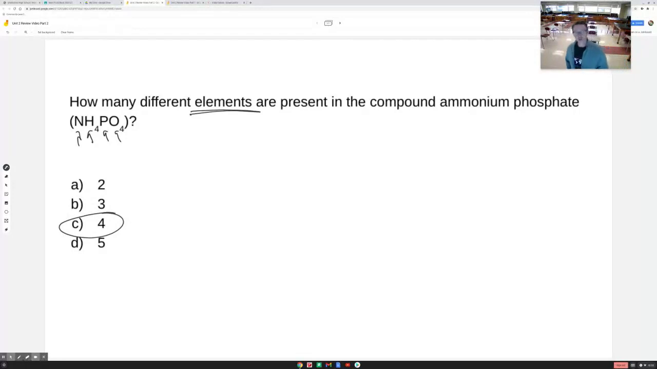A different question would be how many atoms are in this compound. In that case, I have to look at the little numbers down here as well. Okay, the little numbers don't change the number of elements, but they do change the number of atoms. So in this one, I would have 1 nitrogen, 4 hydrogens, 1 phosphorus, and 4 oxygens for a total of 10 atoms. Okay, so that would be another type of question that I could ask. But in this question, it was only about the elements, and that is just about the capital letters.